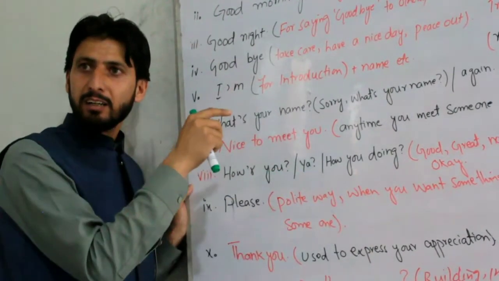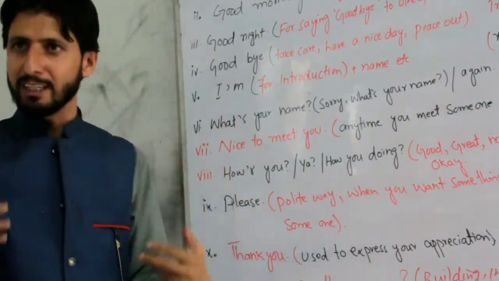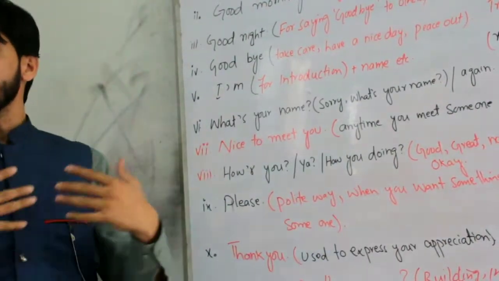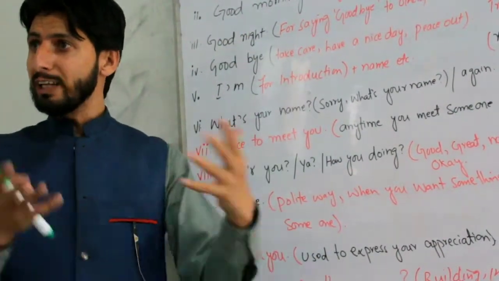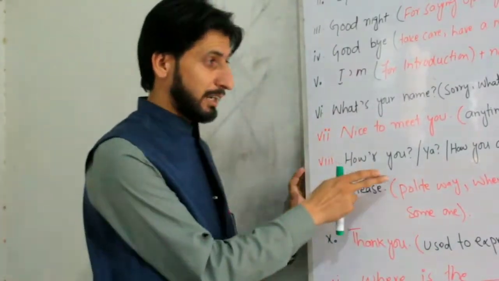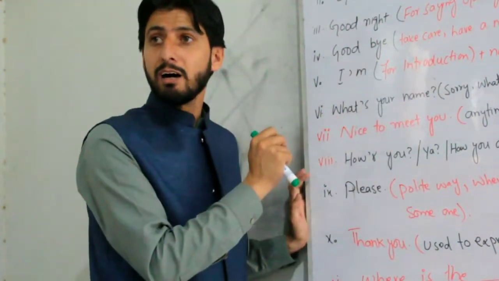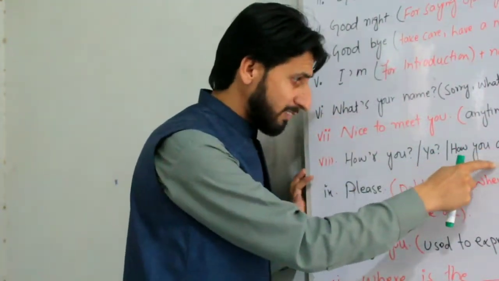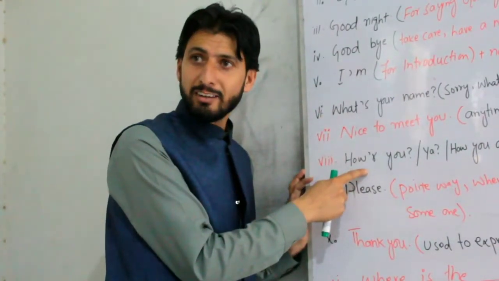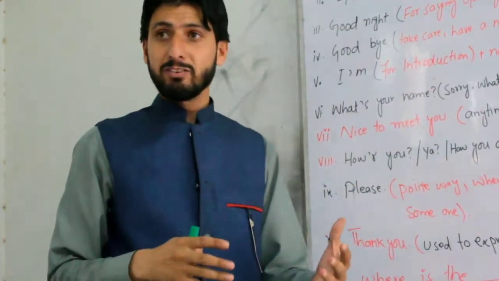How are ya. We are non-native speakers, and we can say how are you because we are not familiar with their pronunciation. So we can say how are you, but a native speaker would say how are ya. Or you can say like this, how you doing? How you doing? It has the same meaning as how are you. Okay, are you getting my point? Yes, sir.